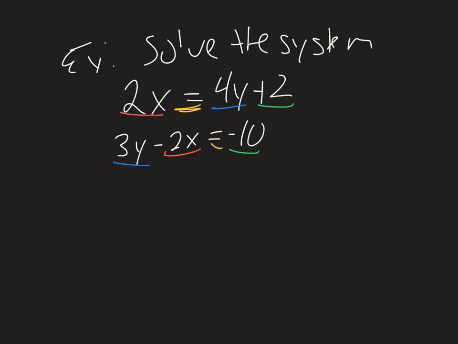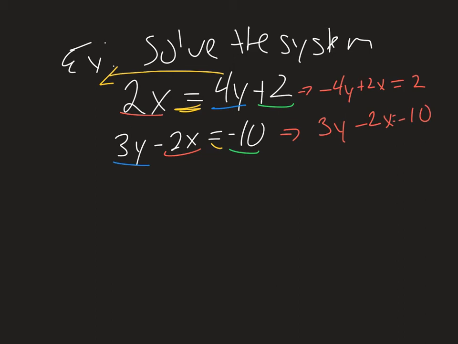So we need to do a little bit of manipulation before we can apply any of our elimination skills. The easiest way I'm seeing is, what if I just move this 4y over here to the other side? I'll do that by subtracting 4y from both sides. So we'll have negative 4y plus 2x is equal to 2. And then I'm going to leave this bottom equation as is, 3y minus 2x equals 10.